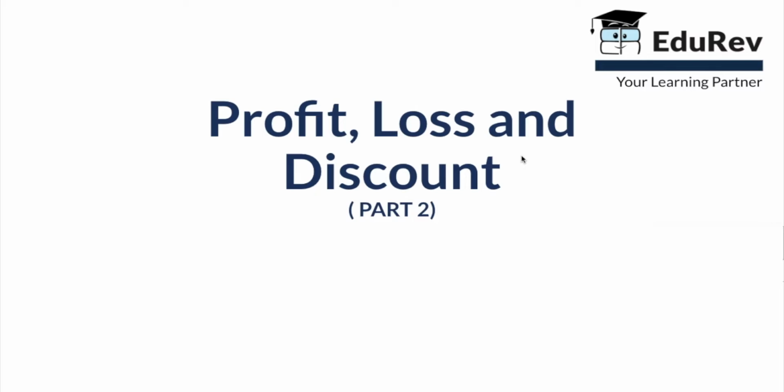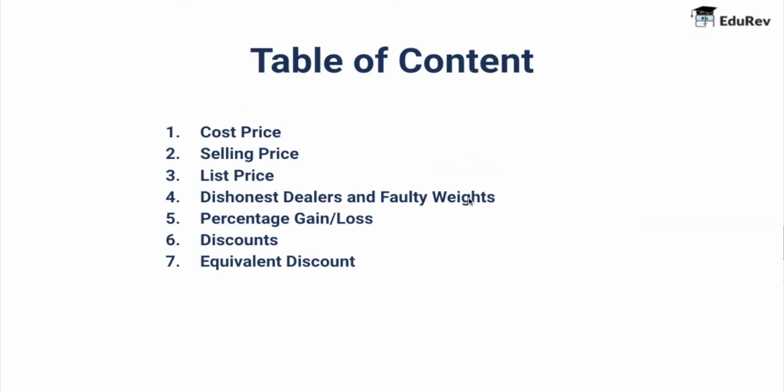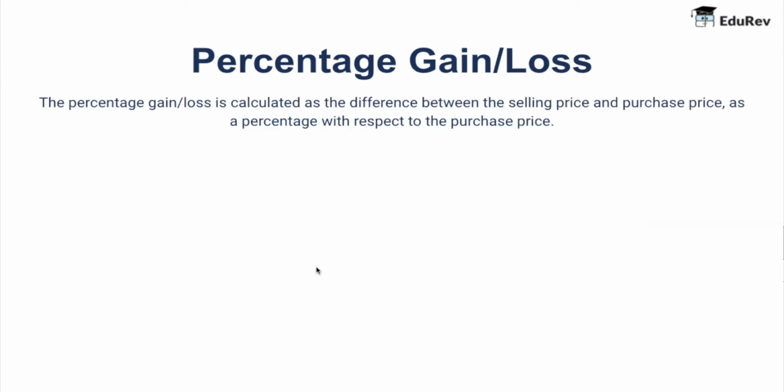Hello everyone. I hope you remember what all we studied in the last lecture in the topic profit, loss and discount. So we studied about the cost price, selling price, list price and about the dishonest dealers and faulty weights. In this lecture, we are going to study about percentage gain or loss, discounts and equivalent discounts. So without further ado, let's begin with percentage gain or loss.